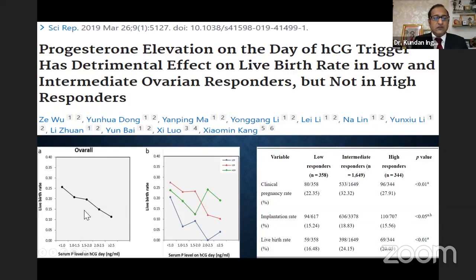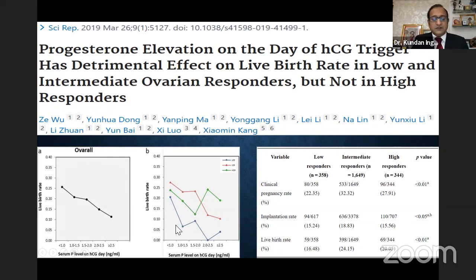Overall, they found that when the serum progesterone level on the day of SCG was beyond 2 nanogram per ml, there was a significant decrease in the live birth rate. When they studied the different responder groups, the blue line is the poor responder group, the green line is the hyper responders, and the red line is the normal responders. In normal responders, the live birth rate significantly declined when the progesterone level on the day of SCG was beyond 2 nanogram per ml.